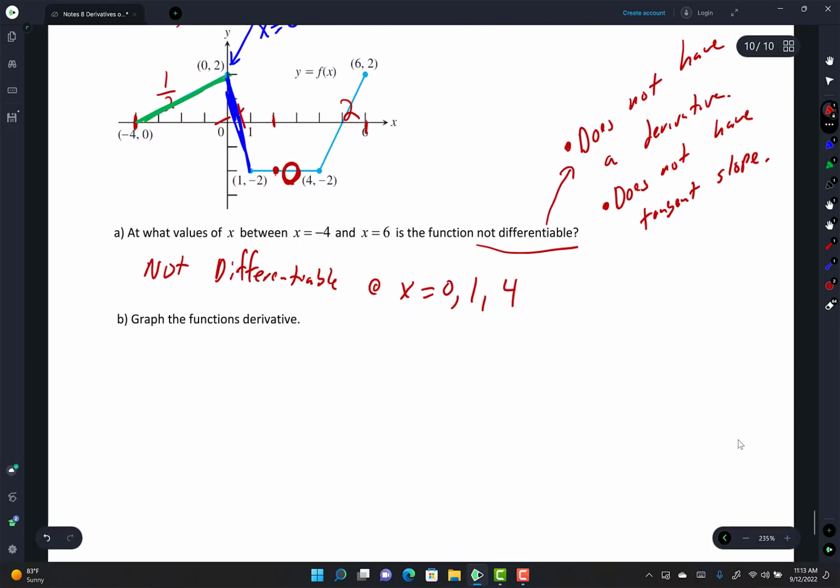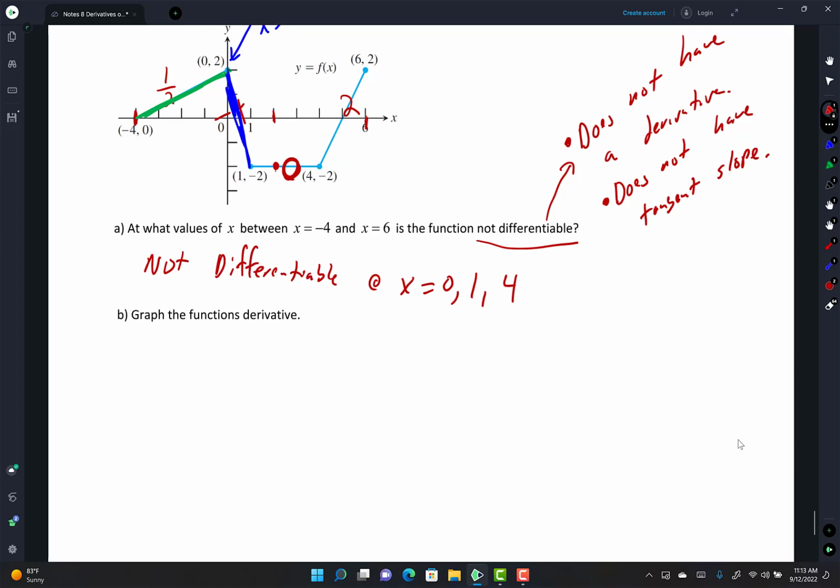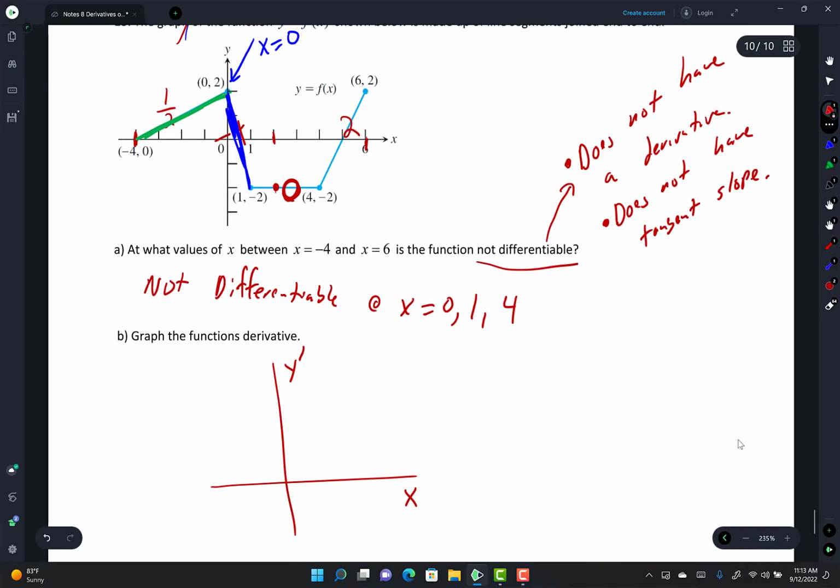Graph the function's derivative. We already have the slopes, guys. Look, you draw a scale. I'm going to call this y prime and x. Between negative 4 and 0, what's my slope? 1/2. Is it always 1/2? So go to negative 4, make a circle, and go all the way to 0, make a circle at 0. And that's the y value 1/2. Yes, it's exactly like the velocity curve.